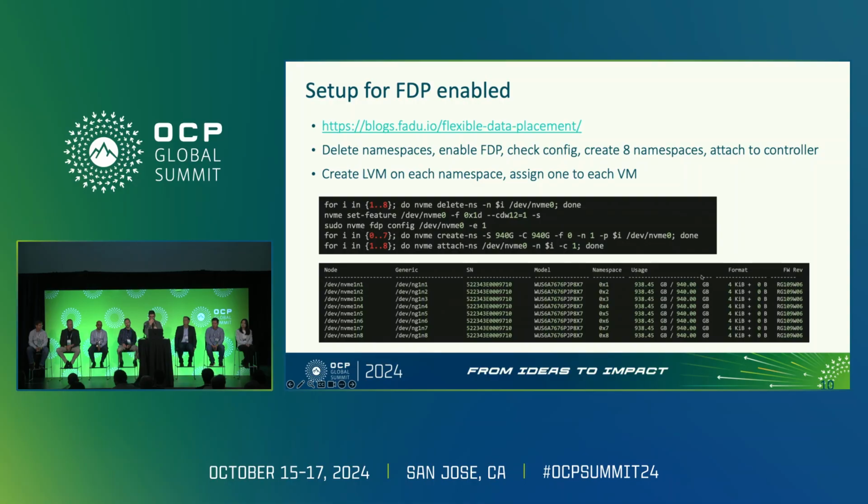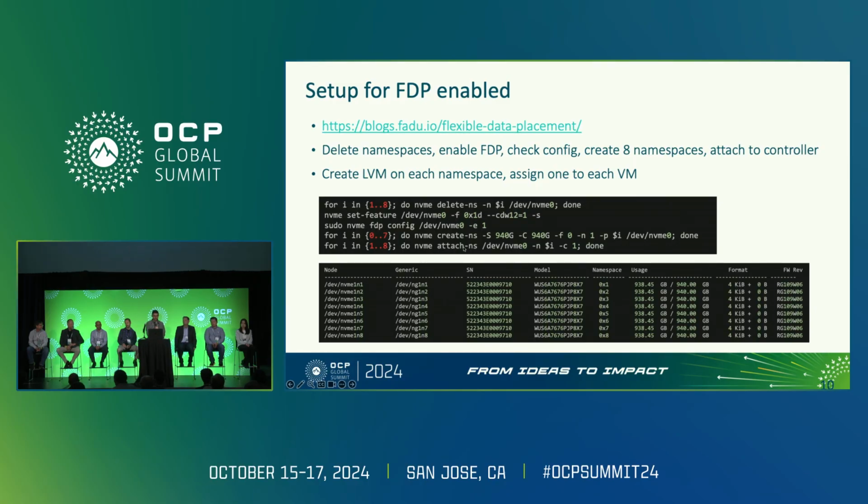The way that we do this, and I have a blog on the FADU blog that shows how to enable FTP. The first thing you have to do is delete the namespaces. That's this little script, to make sure we delete all the namespaces on the drive. The second is to enable FTP, with this nvme set-features command. And you have to do it in this order. If you try to enable FTP while there are namespaces on the drive, it will not work.